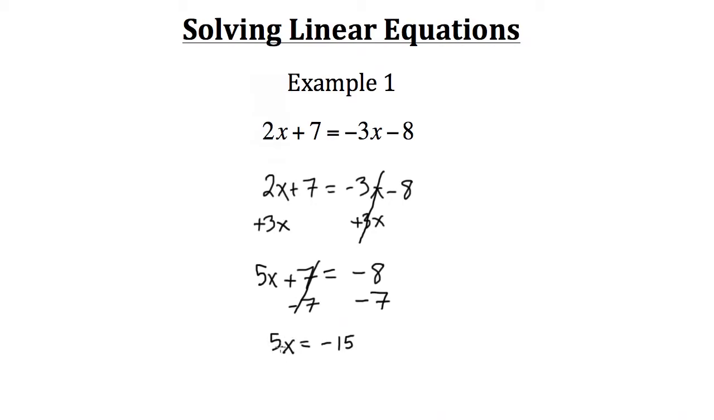And in order to isolate the x, we need to get rid of this 5. Now since the 5 is being multiplied to the x, we'll just divide it to get rid of it. So 5 divided by 5 just cancels out to be 1, so we're left with 1x. And then we need to divide by 5 on the other side as well. So x is going to equal negative 15 over 5. Well, 15 over 5 is 3, but a negative divided by a positive is a negative. So for this example, when we solve the equation, we find out that x equals negative 3.